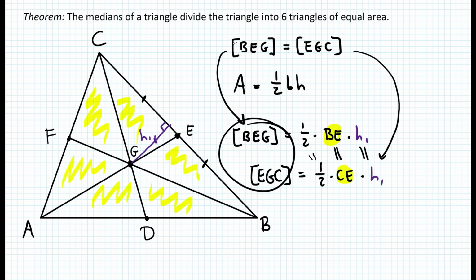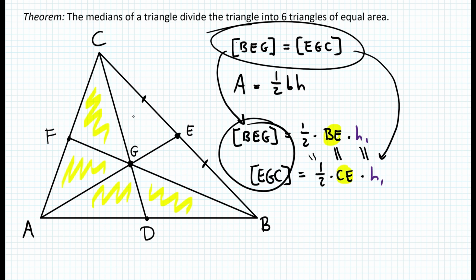So now we just proved the first part, that these two areas of the two triangles are equal. Now what about the other ones? Since the areas of triangle BEG and triangle EGC are the same, let me rewrite it as areas X and X, okay? So I'm going to say that this area is X and this area is X.